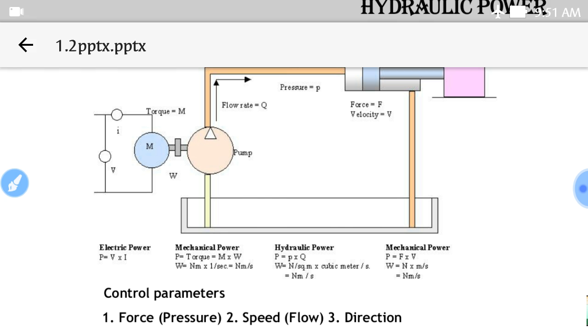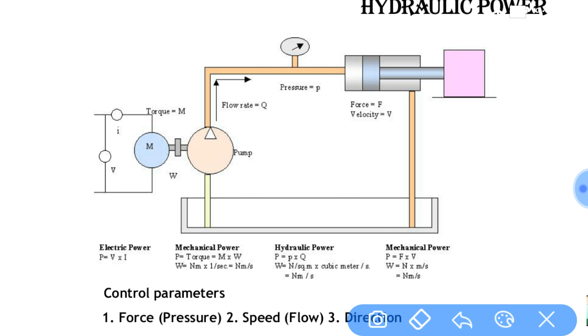So there are three control parameters of a hydraulic system. One is force, another is speed, and another one is direction. The force is due to this pressure, the speed of this actuator is due to the flow, and direction is controlled by the direction control valve.